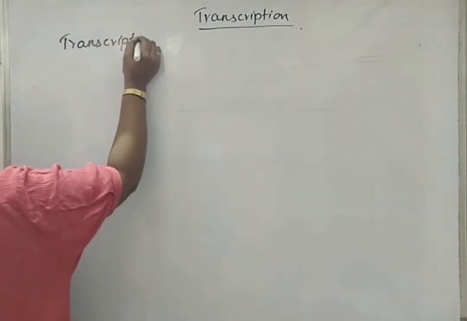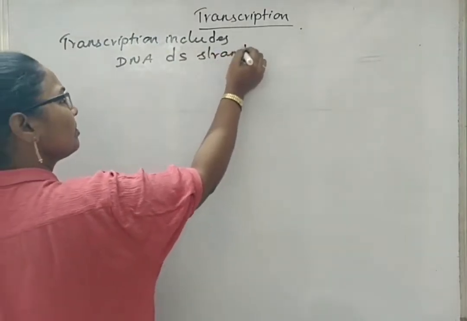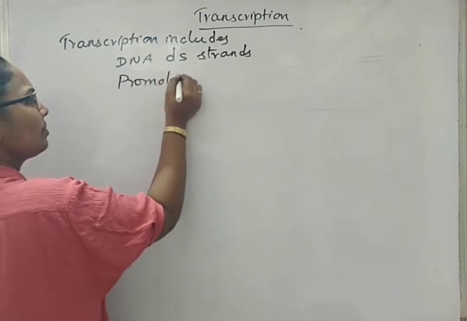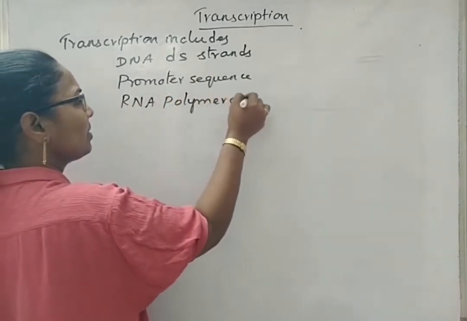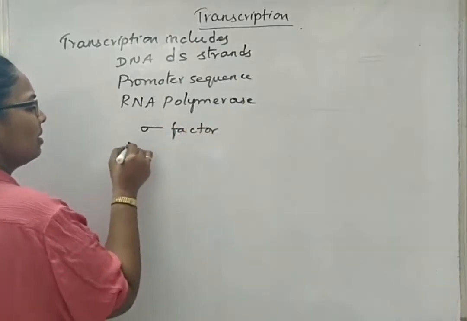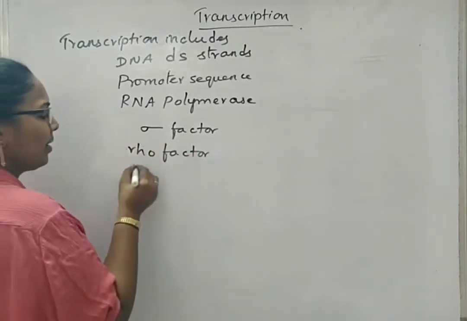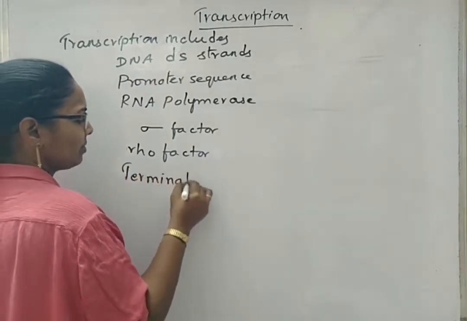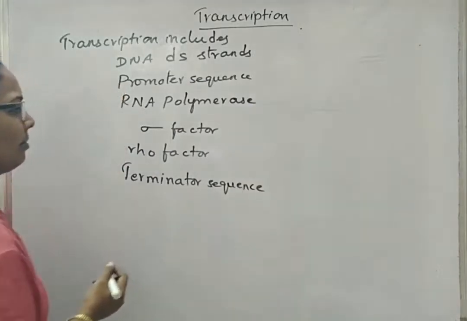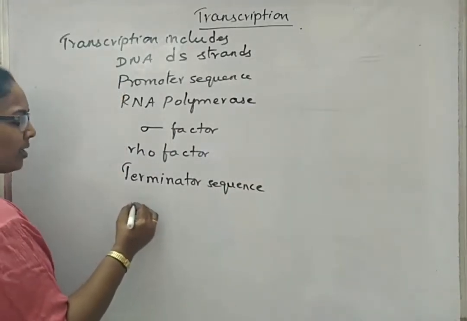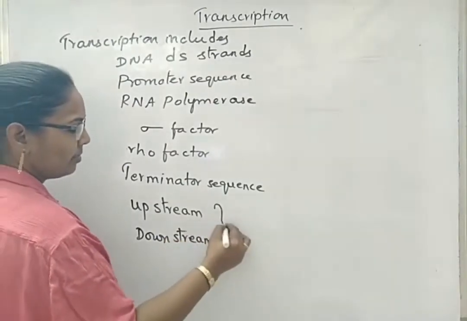Transcription includes DNA double strands, next promoter sequence, next RNA polymerase, sigma factor, rho factor. These are considered as the regulatory proteins. And also terminator sequence. How we have written here, promoter sequence, like the terminator or terminating sequence. Next, here we also read some of the terms like upstream and downstream also terms.